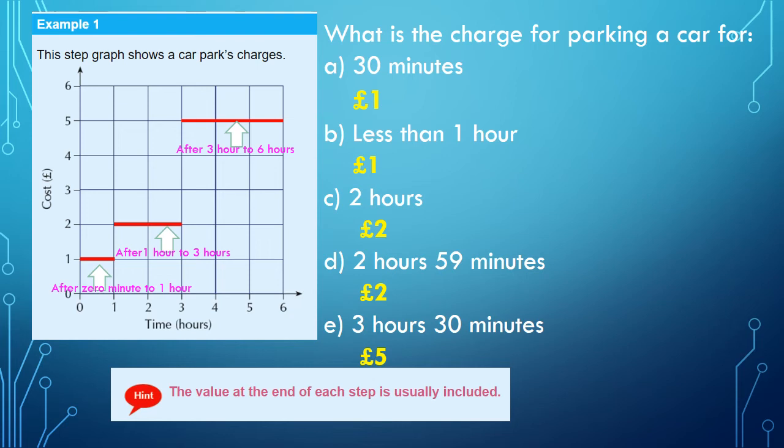So keep in your minds that the value at the end of each step is usually included, which means when I want to take 1 hour, I take it in the first interval. 3 hours, which is the end of the second line, it will be £2, and so on.